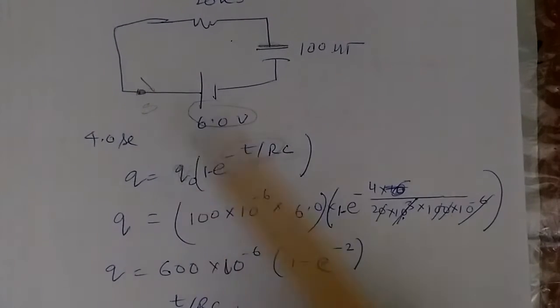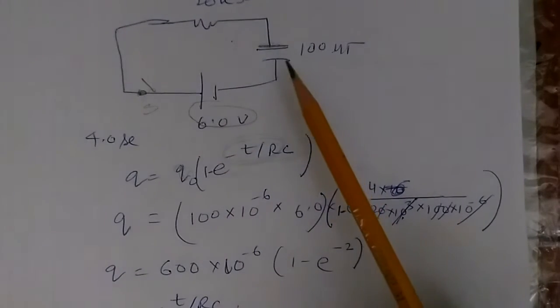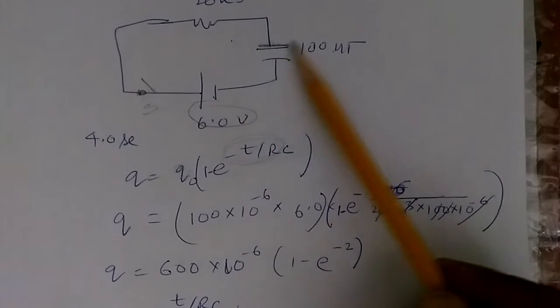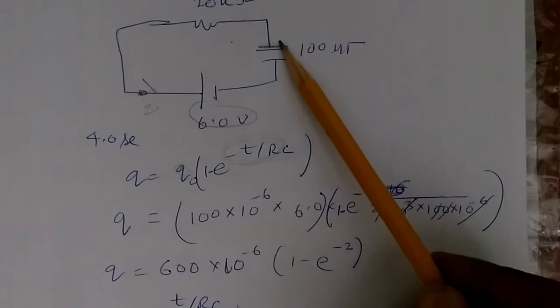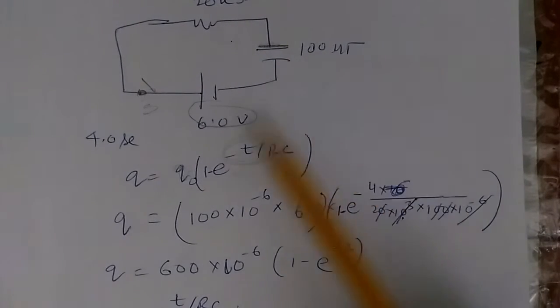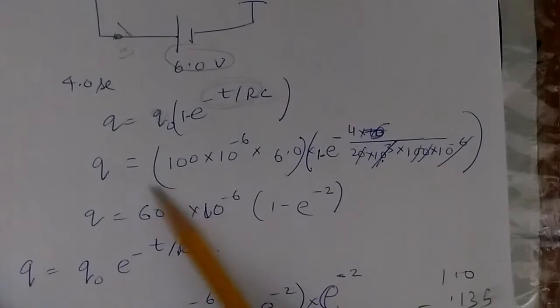Q naught is the charge that would have been on the capacitor had it been charged for an infinite period of time. That is the charge when the 6 volt would have appeared on this capacitor. And if 6 volts were there on this capacitor, the charge will be Q is equal to CV, or 100 microfarad times 6 volt. So that is the Q naught.